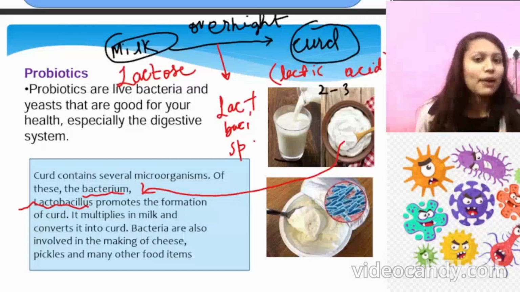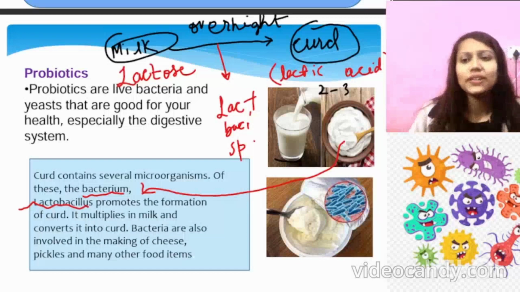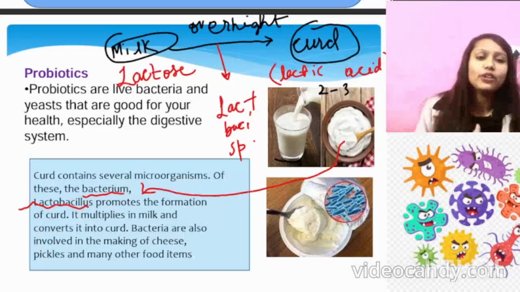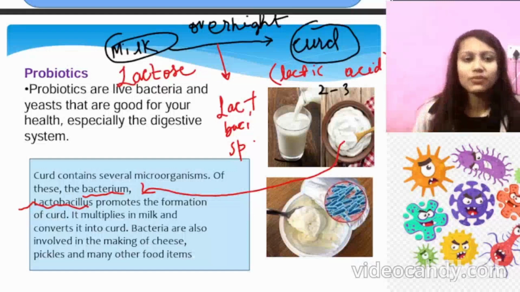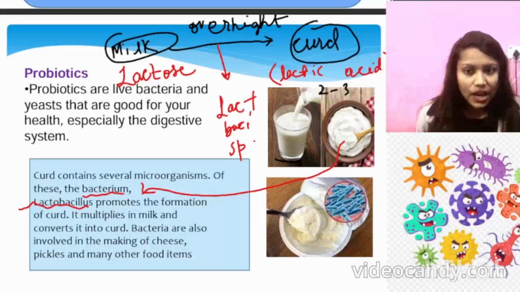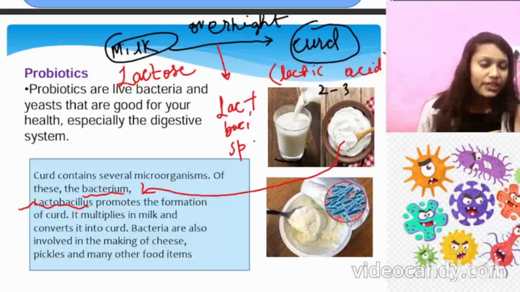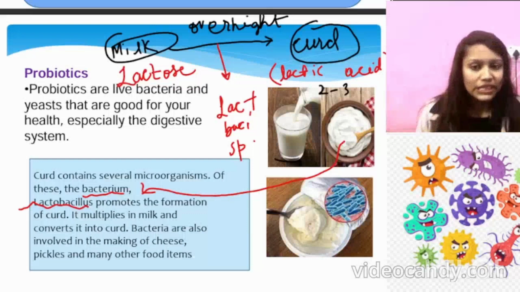Now actually what is happening here is that this lactic acid will act on the proteins present in the milk, and a lot of chemical changes will take place there. That's why you see the difference in the taste and in the texture, and your curd is made. So what is the game changer here? The game changer here is the Lactobacillus bacteria. So Lactobacillus bacteria promotes the formation of curd. This point is very important that you have to remember, because it multiplies in milk and converts it into curd. And bacteria are also involved in the making of cheese.